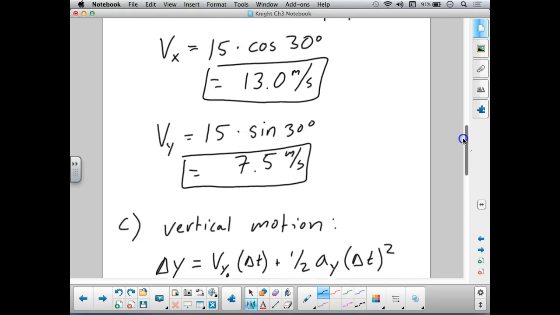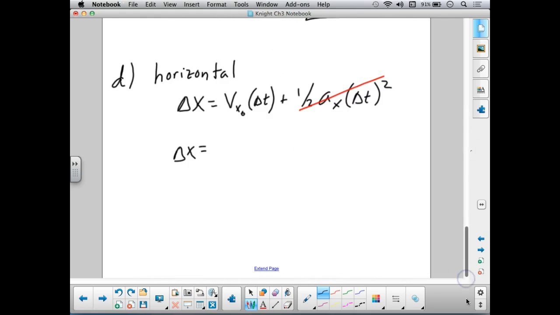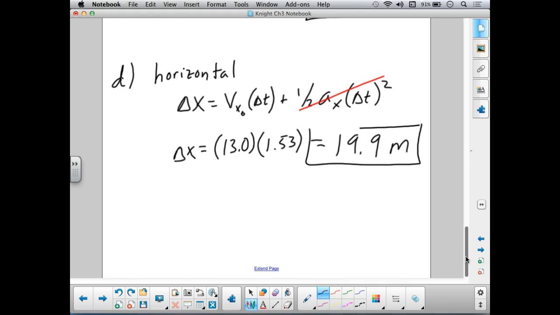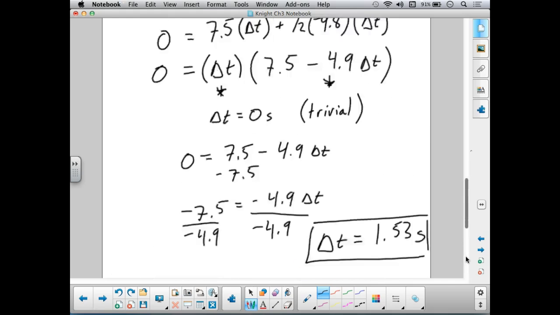Let's plug in what we know from what we have left. The initial velocity in the x direction I found in part B, 13.0 meters per second. And I just found delta t from part C, which is 1.53 seconds that this projectile is in the air. If I multiply these two together, I get a value of 19.89. I'm only allowed to use 3 significant figures here, so I'll round that up to 19.9 meters. So about 20 meters downrange is the range of this projectile.